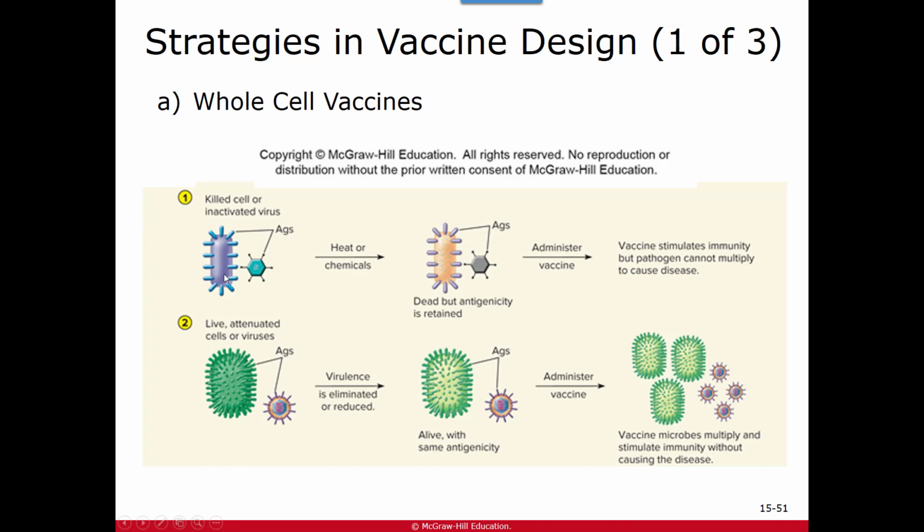They're whole cells. The killed one is inactivated, usually with some type of heat or chemical. It's given because it's dead, it can't multiply, can't cause disease, but it still has all the little antigens on the outside to trigger our immune system. A live attenuated cell or virus is made so that it can't cause disease, usually with radiation. And once it's administered, it can multiply, so it stimulates that stronger immune response.